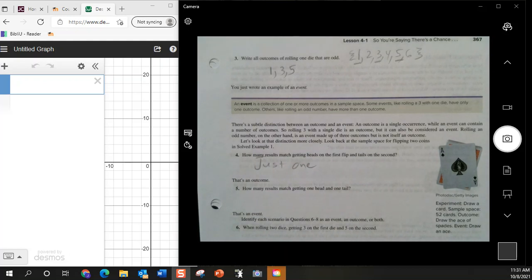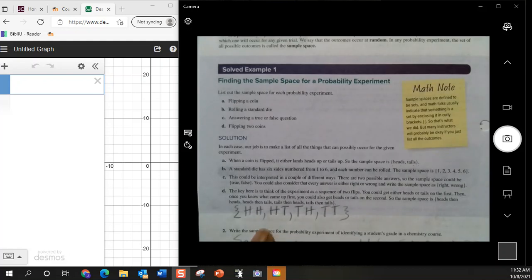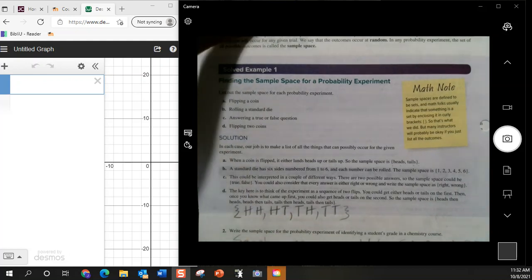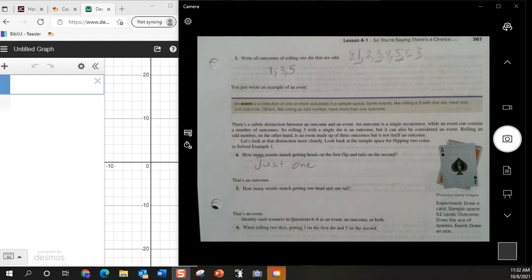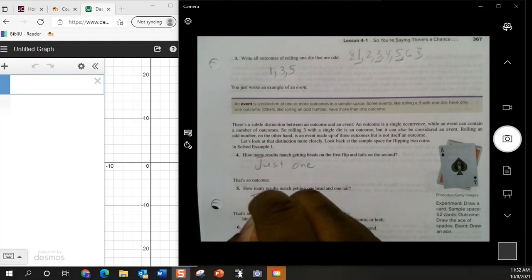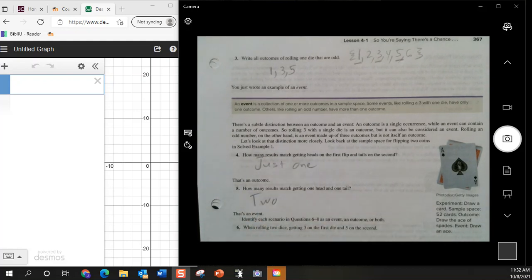Now, that's an outcome. How many results match getting 1 head and 1 tail? Now it says 1 head, 1 tail. They are not asking us for a particular order. So 1 head, 1 tail, both of these. So it's 2. So we will write 2. That's an event.